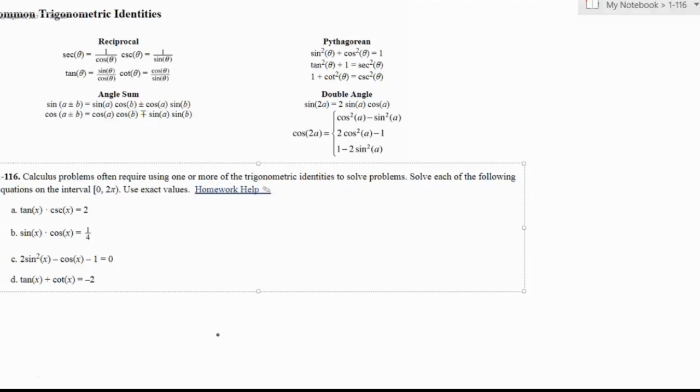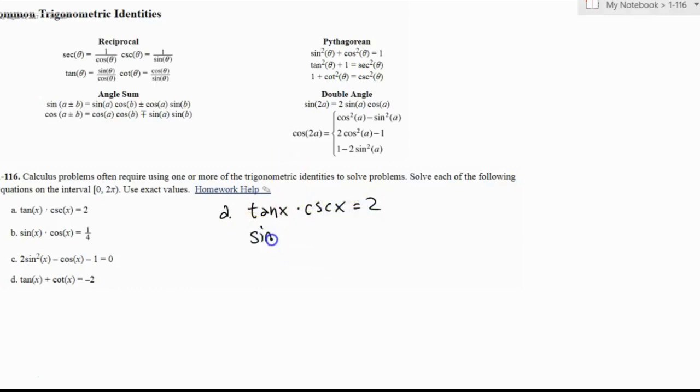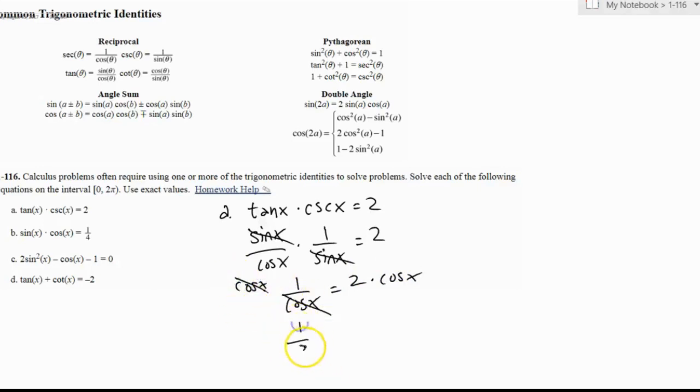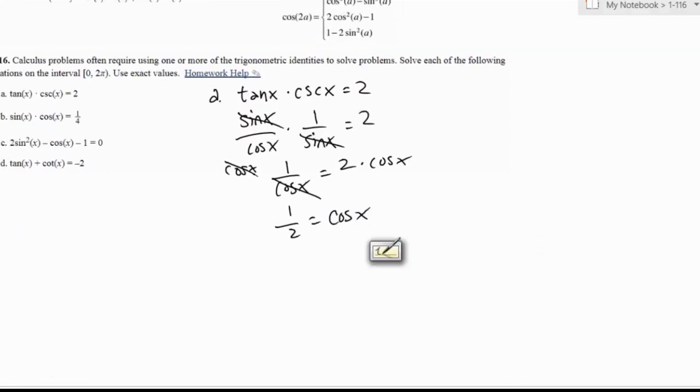Okay, so we are going to start with A, which is tangent of x times cosecant x equals 2. So first thing I'm going to do is see if I can simplify these at all. So tangent is sine over cosine, and cosecant is 1 over sine. Your sines do cancel, so you get 1 over cosine x equals 2. I want to get my cosine x on top, so I'm going to multiply both sides by cosine x. And I get 1/2 equals cosine x. I divided by 2. I should have written that down. Oh well. So 1/2 equals cosine x.